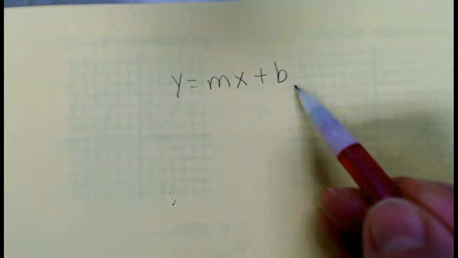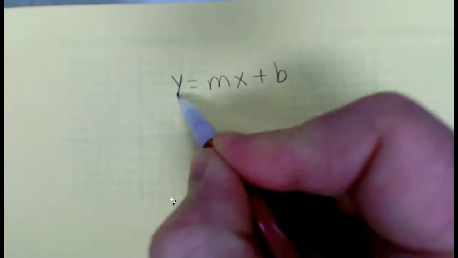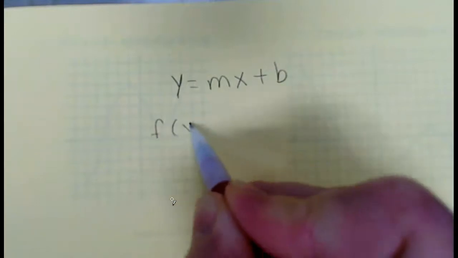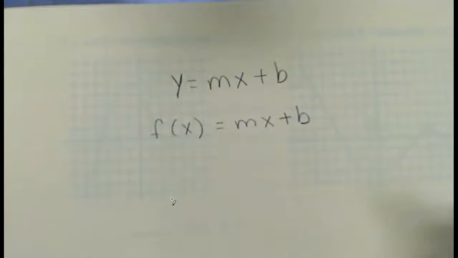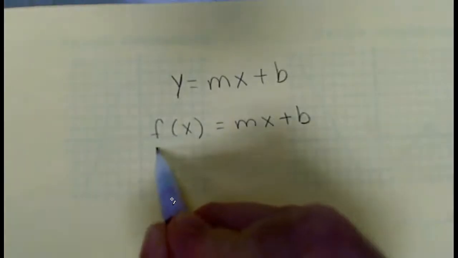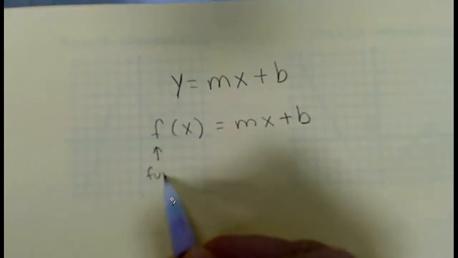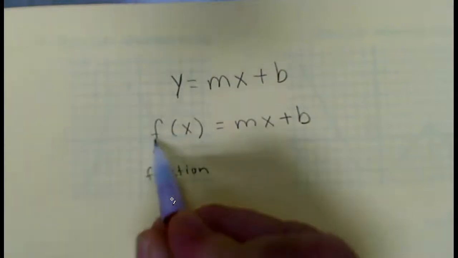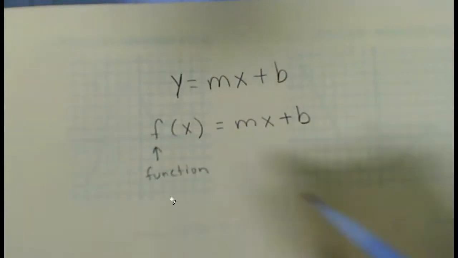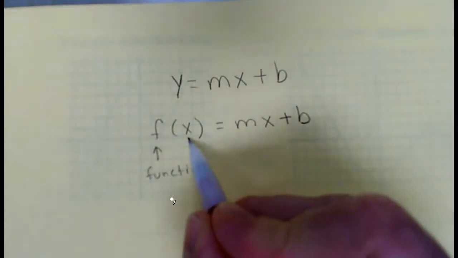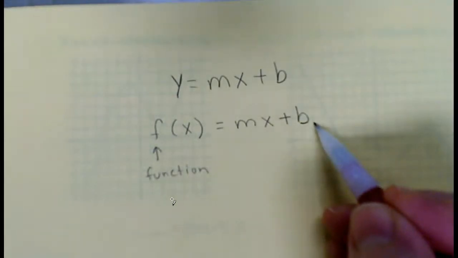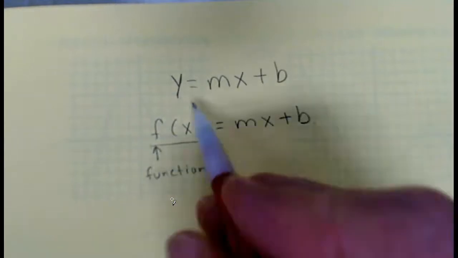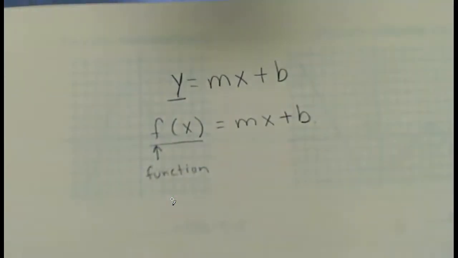Well, sometimes instead of using y equals, have you seen it written this way? You've seen that, right? What this means is there is a function named f, and x is the variable, and this is the function rule. This basically means the same as y. Why don't I just use y then?